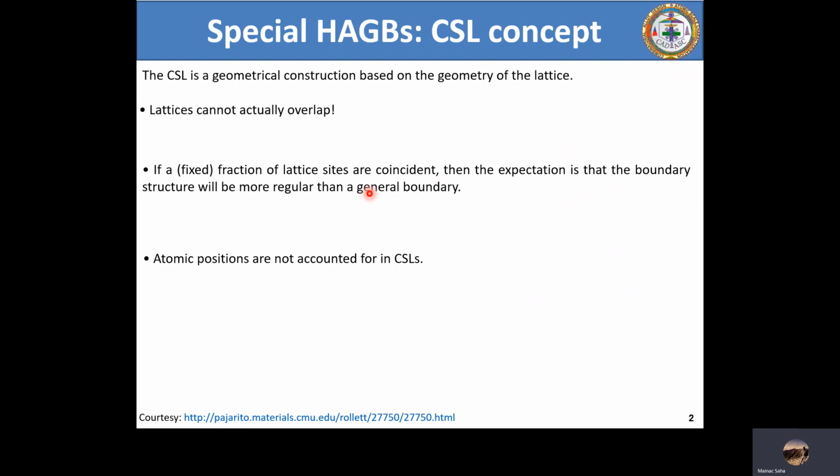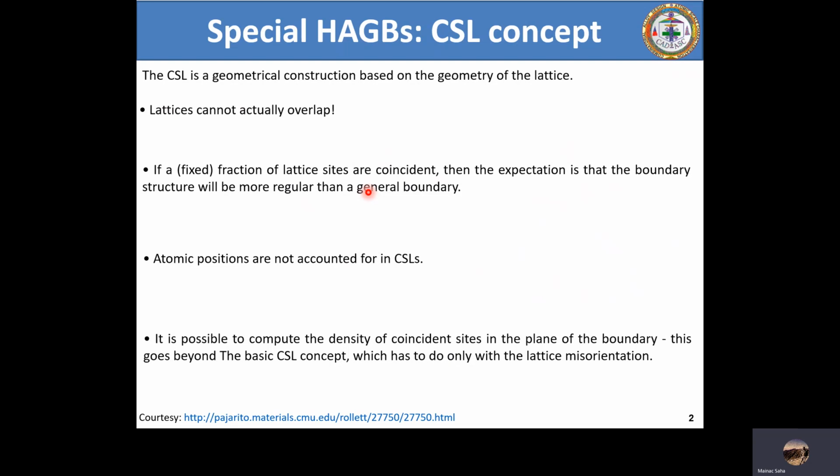Now I was focusing on the first point, that lattices cannot actually overlap, and the CSL is only going to talk of the coincidence of the atomic planes between the two adjoining grains with two different spatial orientations. But it does not talk anything about the atomic positions, and that's what this point means, that the atomic positions cannot exactly be accounted for in the CSL model.